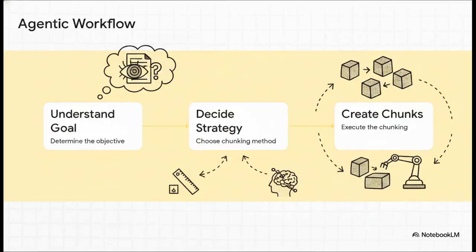And finally, the absolute pinnacle of our explainer today. Agentic chunking. This is where we let an AI agent autonomously decide the chunking method based on the goal and context. It uses this powerful three-step workflow. First, the agent works to understand the goal of the document. Second, it decides the strategy. So maybe it chooses fixed for one part of the text, but semantic for another. And then third, it acts to create those chunks.